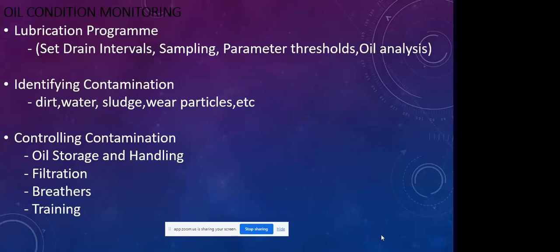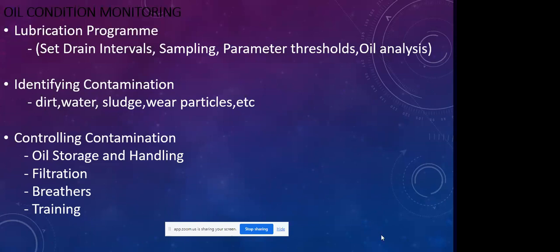So with a proper lubrication program, you are looking at a set drain interval, and this is determined by the environment, the operating conditions, and the specification, i.e. viscosity and the performance rating. You'll be looking at sampling, the sampling methods, how you are sampling, then the parameter thresholds. What are you looking at? Are you measuring wear? Are you measuring contamination? Are you measuring some of the physical properties of the oil, like viscosity?